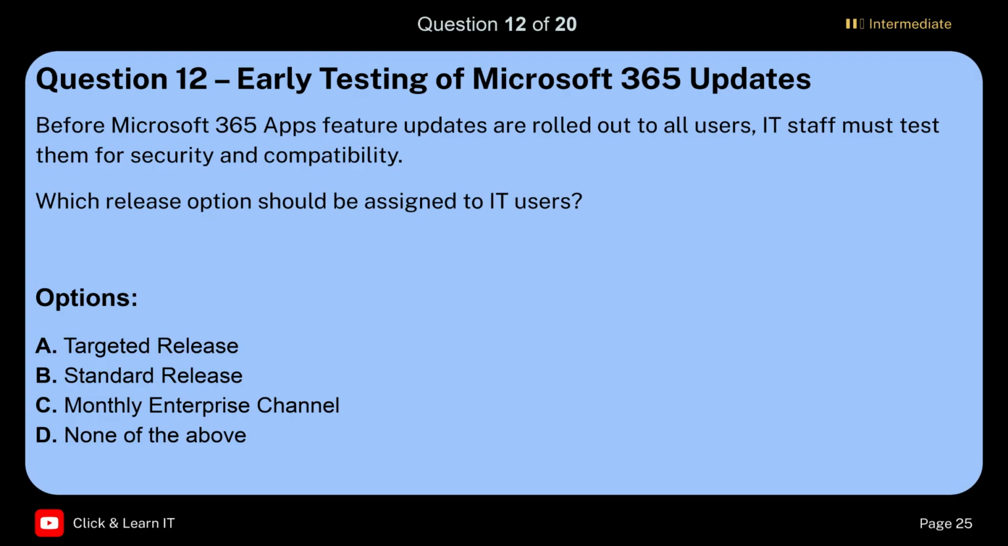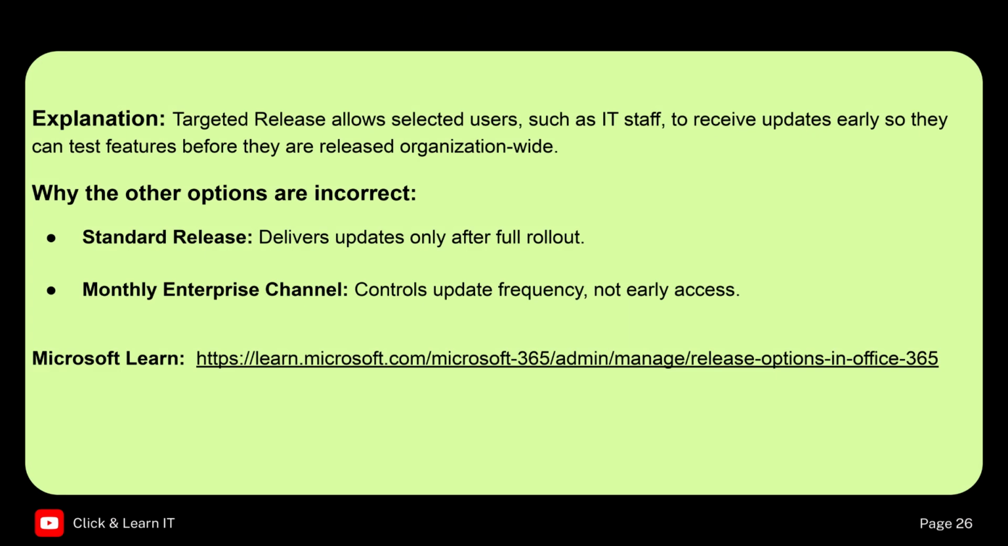Question 12. Its staff must test Microsoft 365 apps feature updates for security and compatibility before rolling them out to all users. Which release option should be assigned to IT users? The correct answer is A, targeted release. This option provides selected users like IT staff with early access to updates for testing prior to organization-wide release.